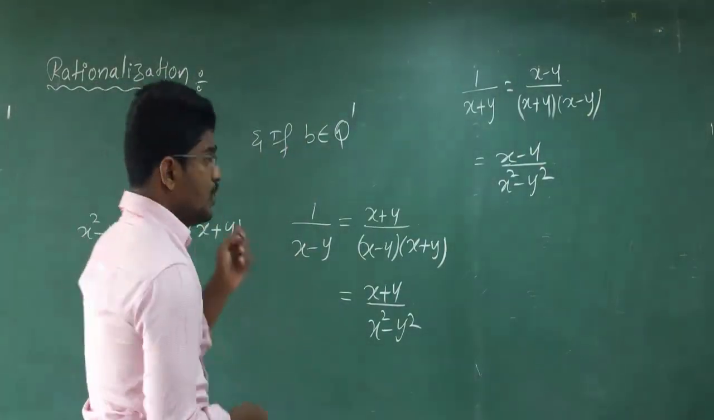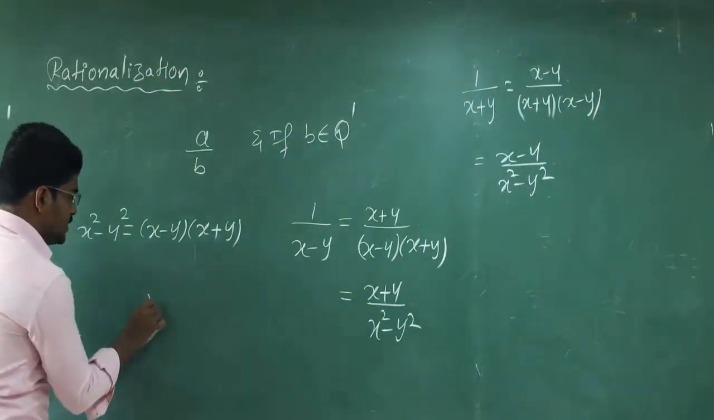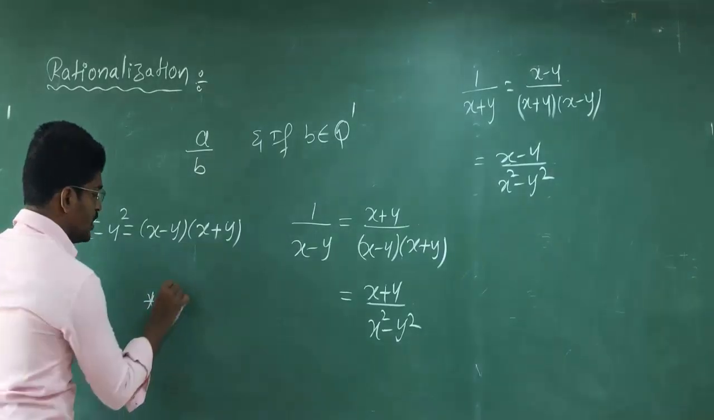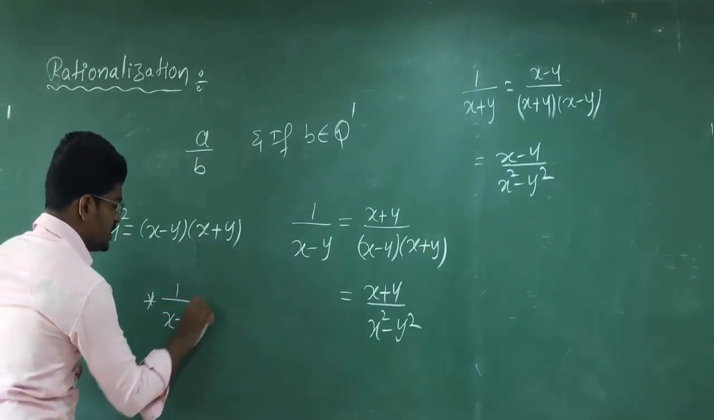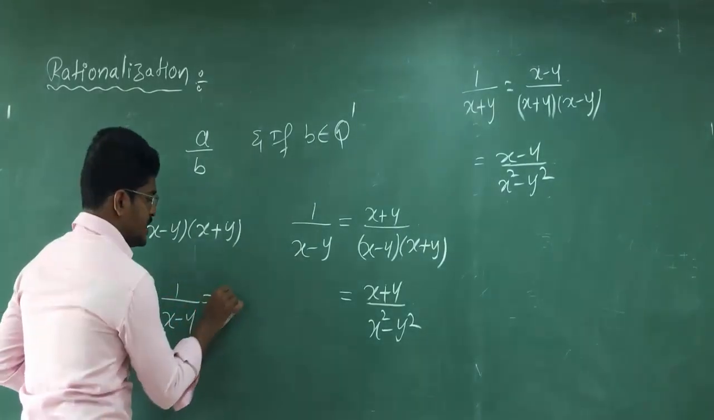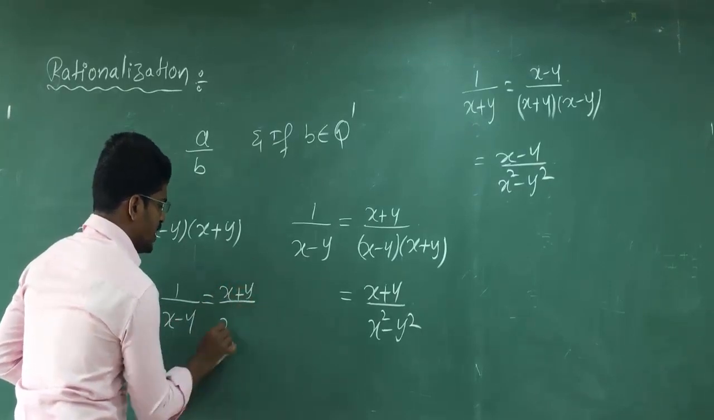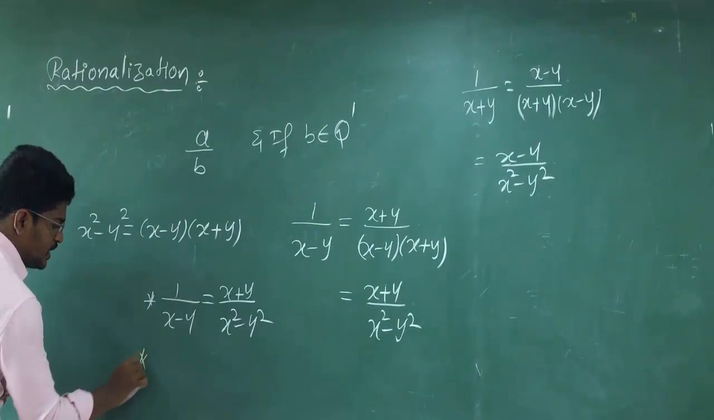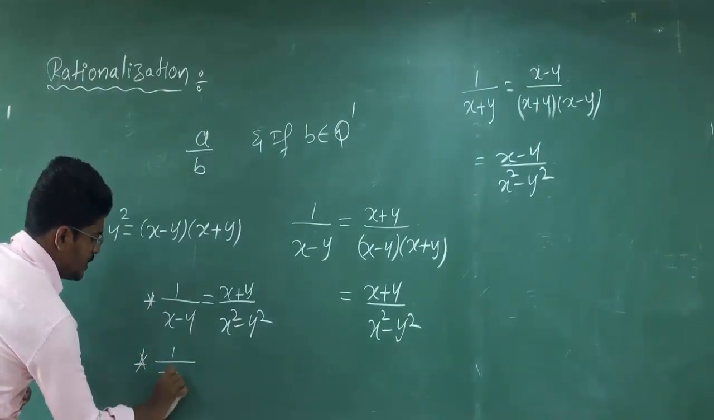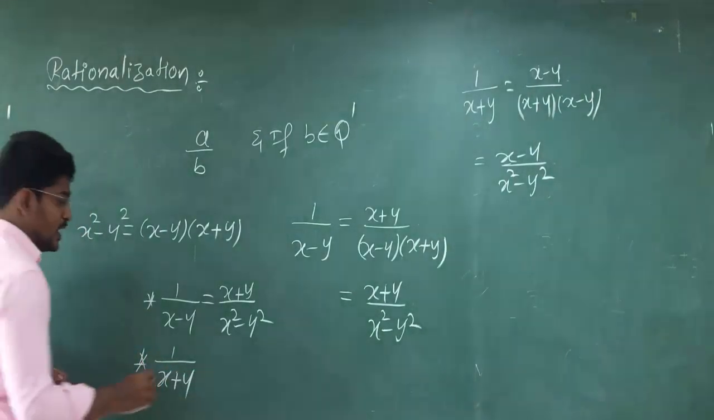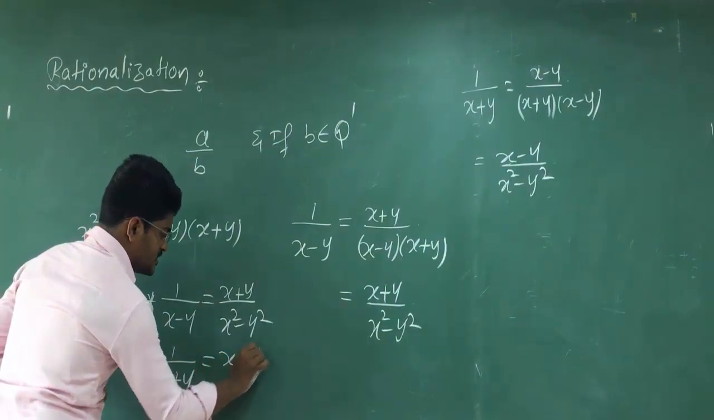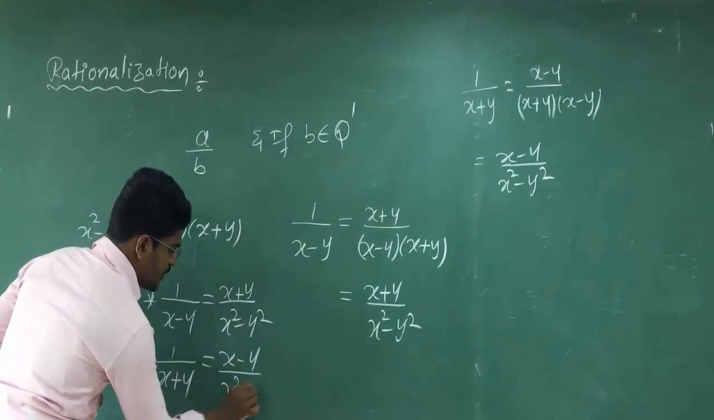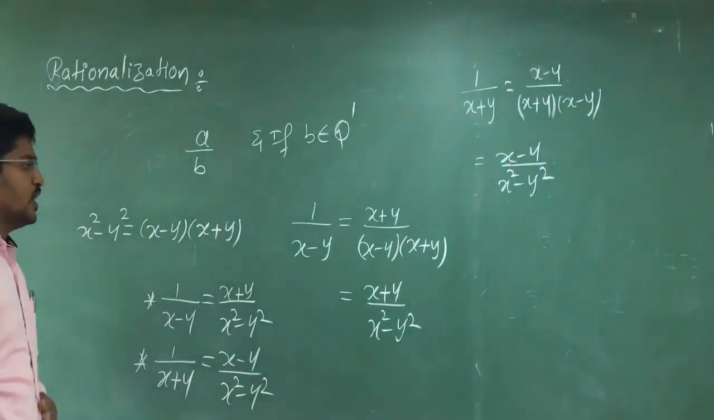So make a note, a very important note, that if you have 1 by x minus y, you can write it as x plus y divided by x square minus y square, and if you have 1 divided by x plus y, you can write it as x minus y divided by x square minus y square.